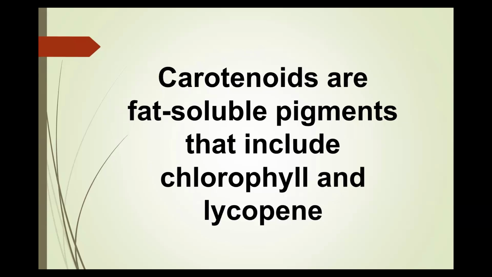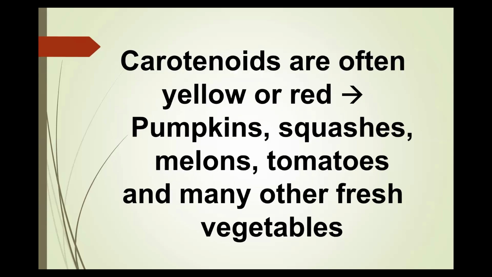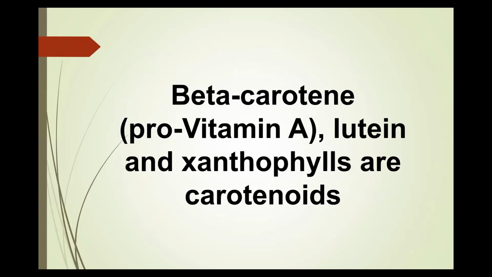Carotenoids are fat-soluble pigments that include chlorophyll and lycopene. Carotenoids are often yellow or red. Think of pumpkins, squashes, melons, tomatoes, and sweet potatoes. Beta-carotene, also known as provitamin A, lutein, and the xanthophylls are carotenoids.